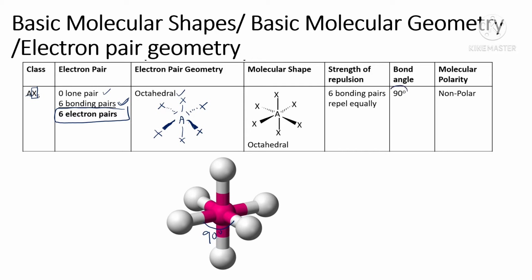And therefore the bond angle in octahedral molecular shape, electron pair geometry octahedral with 6 bonding pairs only around the central atom, is 90 degrees. And the type of repulsions involved would be bonding pair repulsions only, because only 6 bonding pairs are involved, and these 6 bonding pairs repel each other equally to give the molecular shape octahedral based on the electron pair geometry octahedral due to having 6 bonding pairs around the central atom.